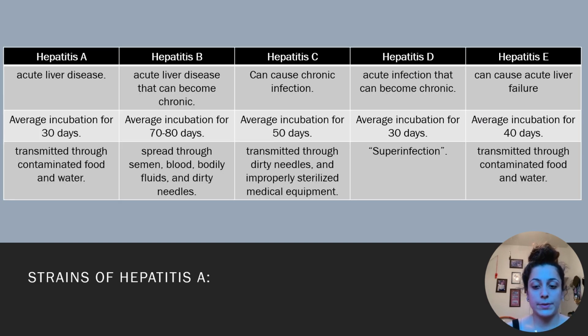So there are four strains of hepatitis. We'll talk about hepatitis A a little bit first. Hepatitis A is considered as the mildest and least hostile strain, but it doesn't mean that it cannot possibly develop into a severe or life-threatening condition.